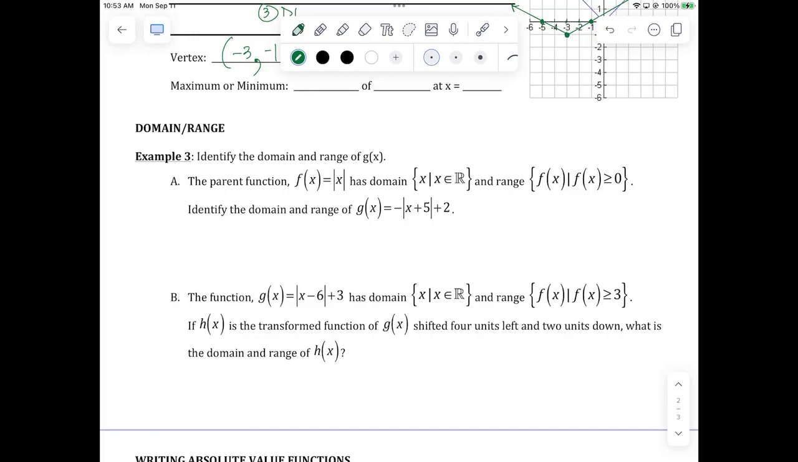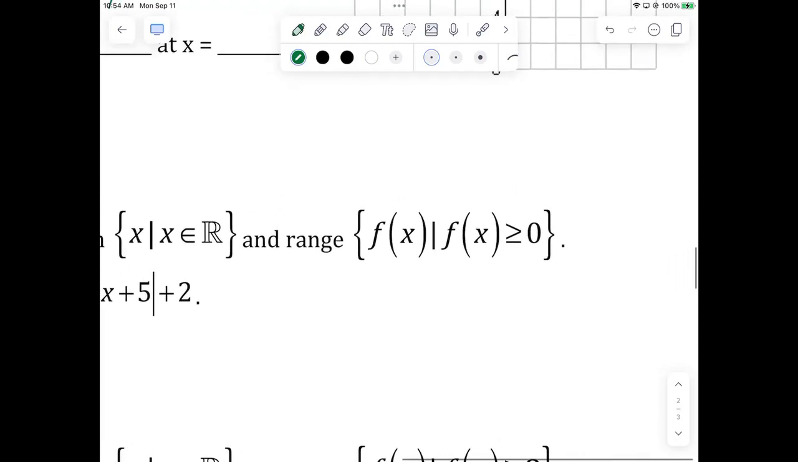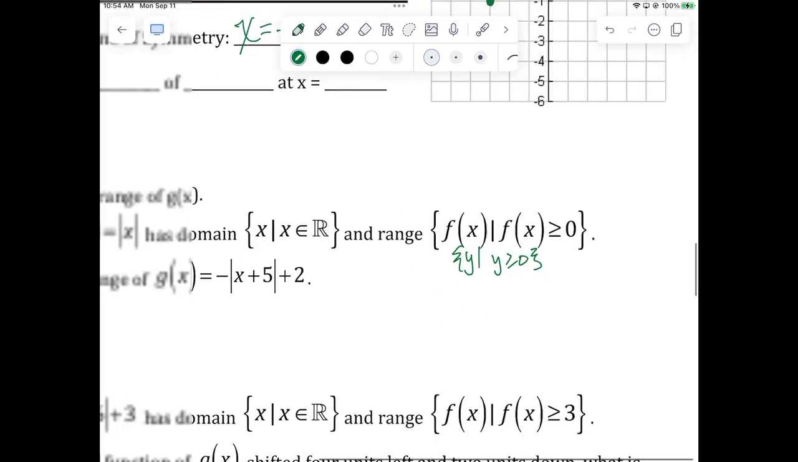That was sad too. All right, domain and range. Hey, y'all have heard those terms before, right? Domain is the collection of x values. Range is a collection of y values. The parent function has a domain of all real numbers. And we mentioned that's one way to write it. And the range, instead of f of x, we use y: the set of all y such that y is greater than or equal to 0. You could do that.